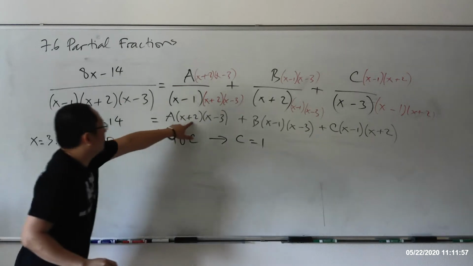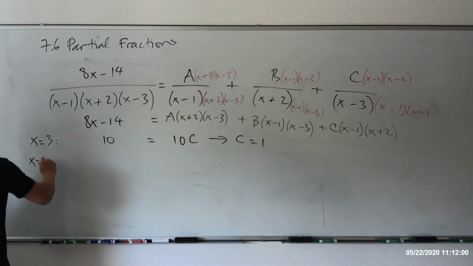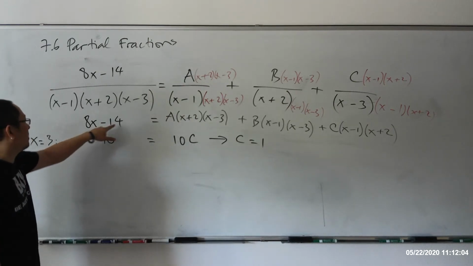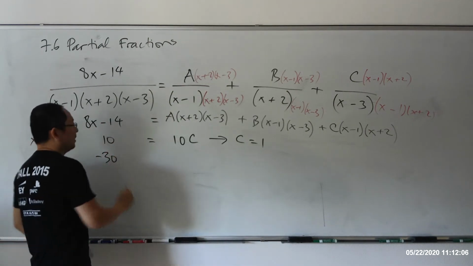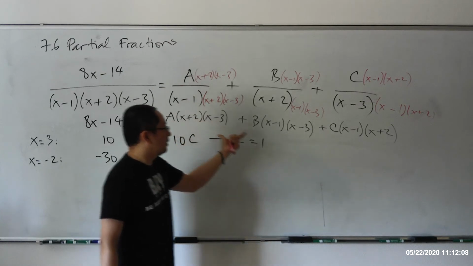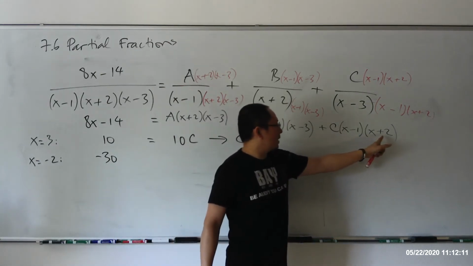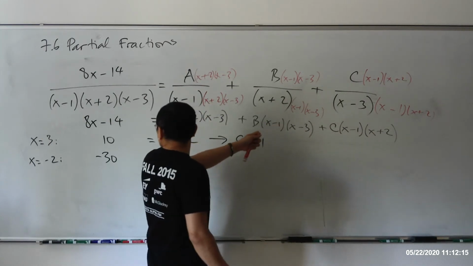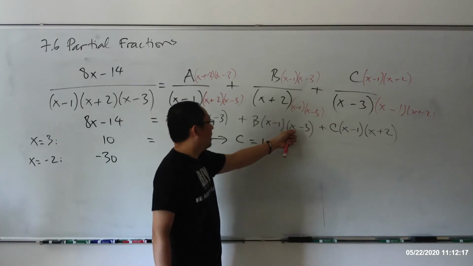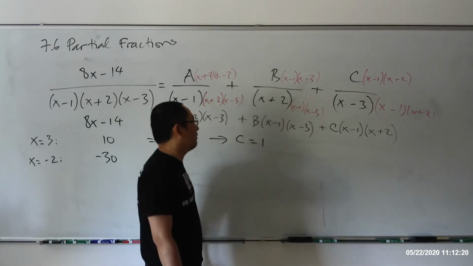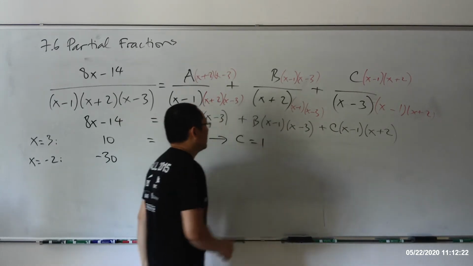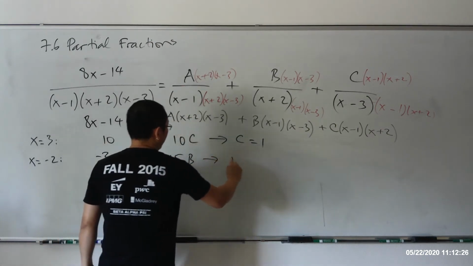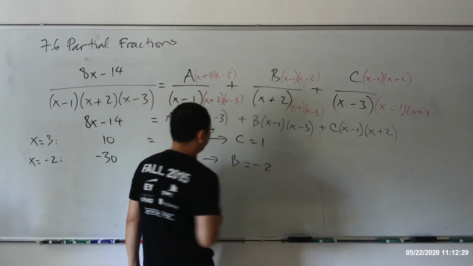Try another one. x equals negative 2. Negative 2 times 8 is negative 16, minus 14 is negative 30. Of course, negative 2 makes the first term 0. And of course, the last term is 0 as well. Negative 2 plus 2 is 0, right? What about the b term? Negative 2 minus 1 is negative 3. Negative 2 minus 3 is negative 5. Negative 3 times negative 5 is 15. So it's equal to 15b. So b is negative 2.